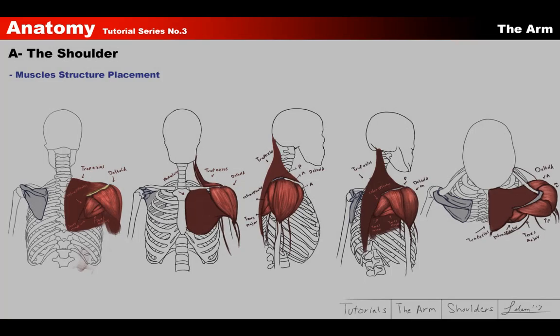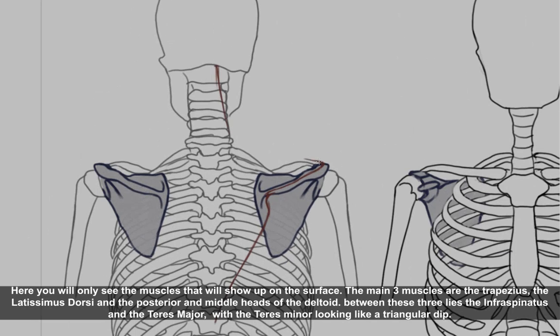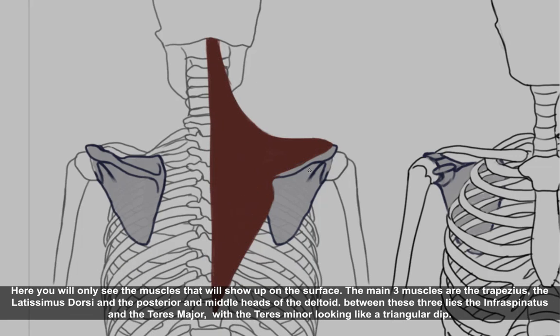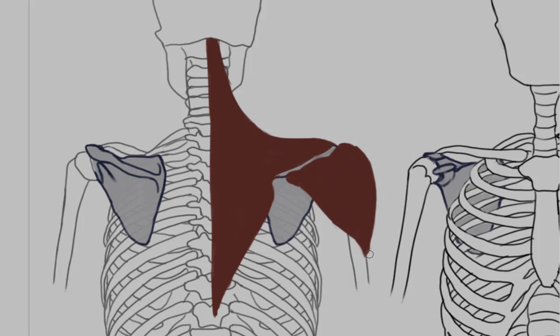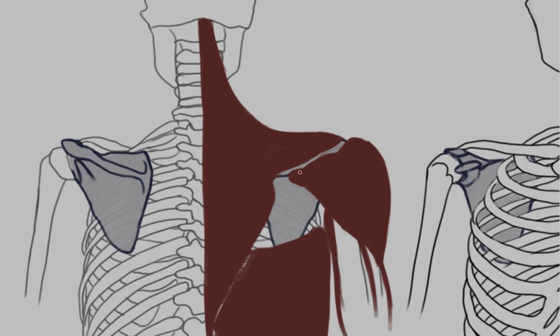In this chapter we're going to talk about the muscles that will show up under the surface. In the previous chapter we talked about all the muscles of the shoulders. Now we're going to talk about the main muscles that will show up. The three main muscles of the shoulder and the back are the trapezius, the deltoid, and the latissimus dorsi. Between these three muscles lies the scapula with the infraspinatus, the teres minor, and the teres major. But the two main muscles that will show up are the infraspinatus and the teres major.